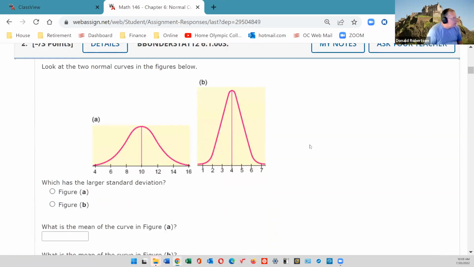Right, here are two different looking, but both of them are normal distributions. Which one of those has got the larger standard deviation? Again, it's not a trick question. A or B, which one has the bigger standard deviation? Just by looking at it, you should be able to tell.